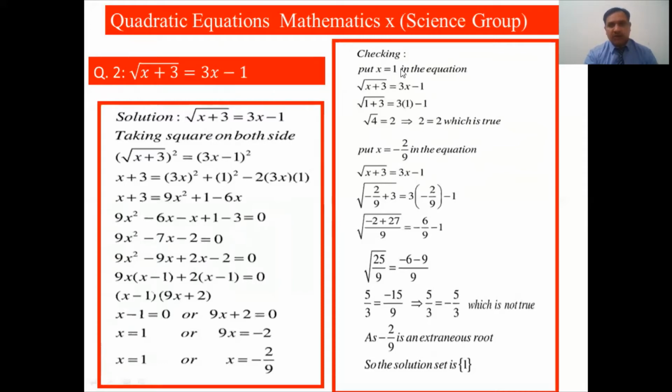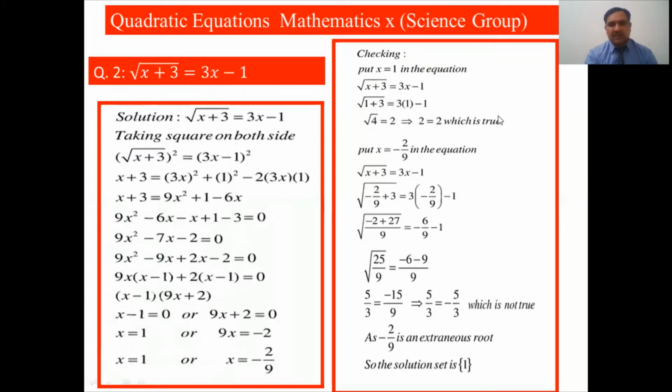So just put x is equal to 1 in the given equation. So after putting this, this is 1 plus 3, and 3 into x minus 1. So this is 4, and on the left hand side we have 2. So after simplification, we have 2 is equal to 2, which is true.